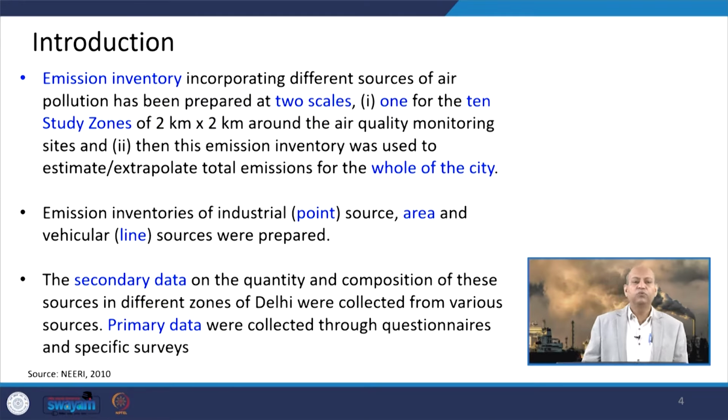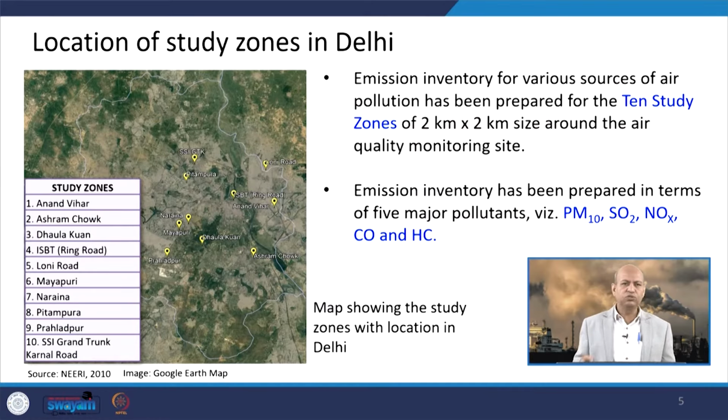Then the different sources which have been incorporated in this emission inventory are point sources, which are basically industrial sources like stack emissions, then area sources like domestic and commercial areas, etc. Then vehicular sources, that is line source. So, all point, line, area sources have been considered, and there has been primary data collection based on questionnaire survey and other specific surveys, plus secondary data taken from various published reports and other sources of data.